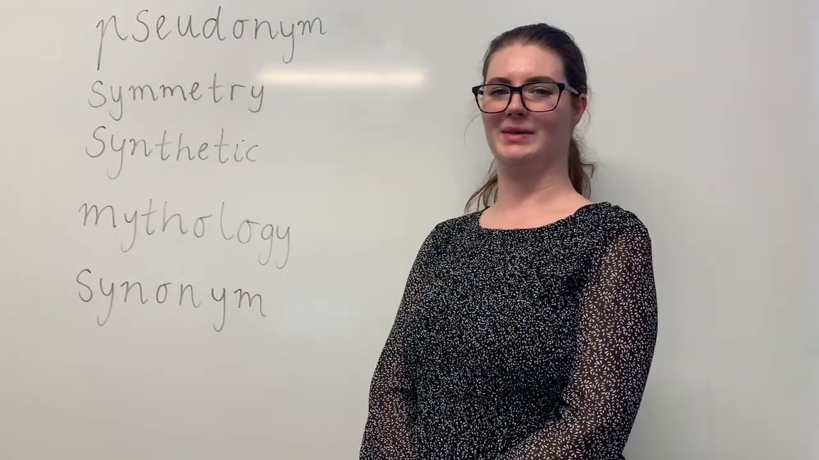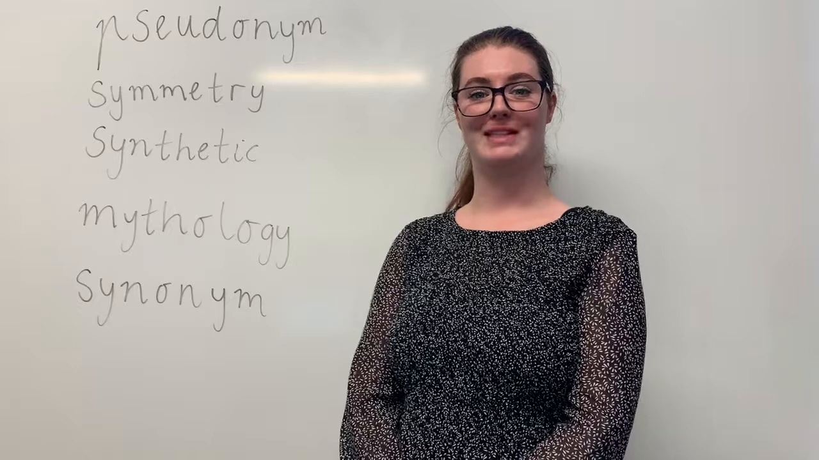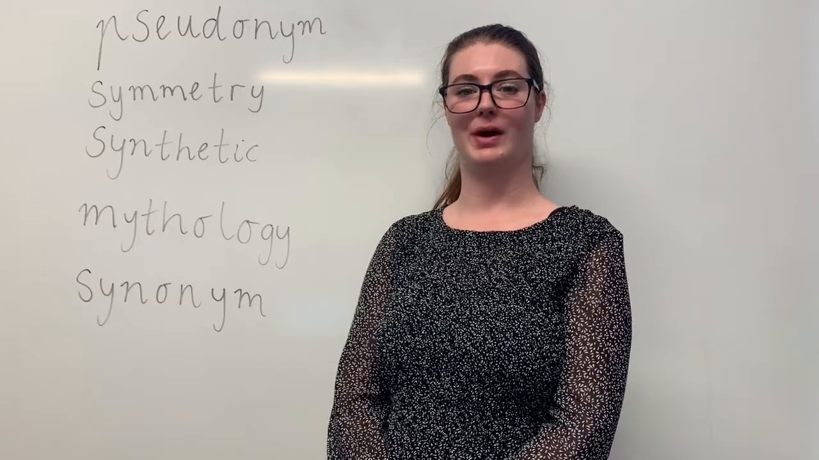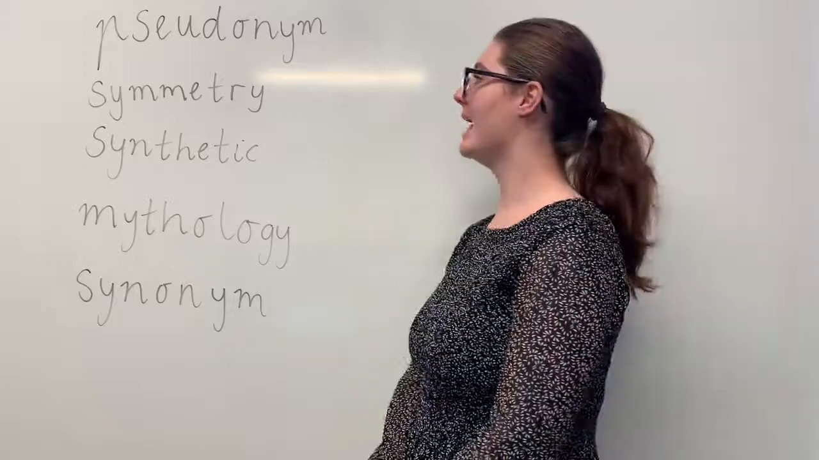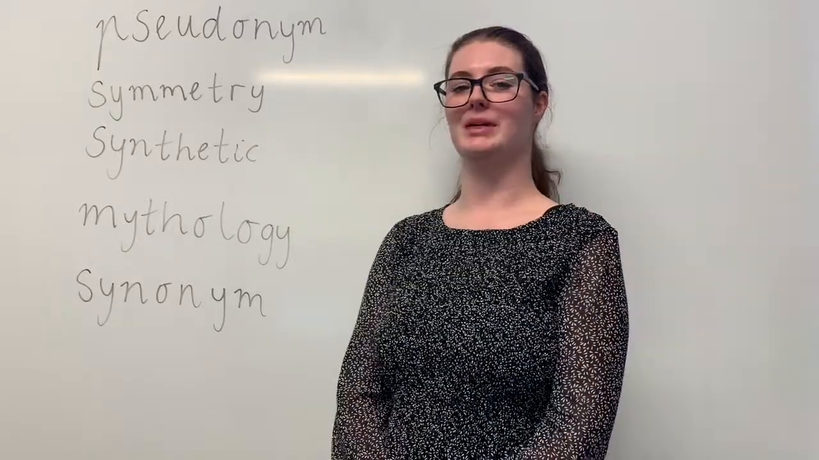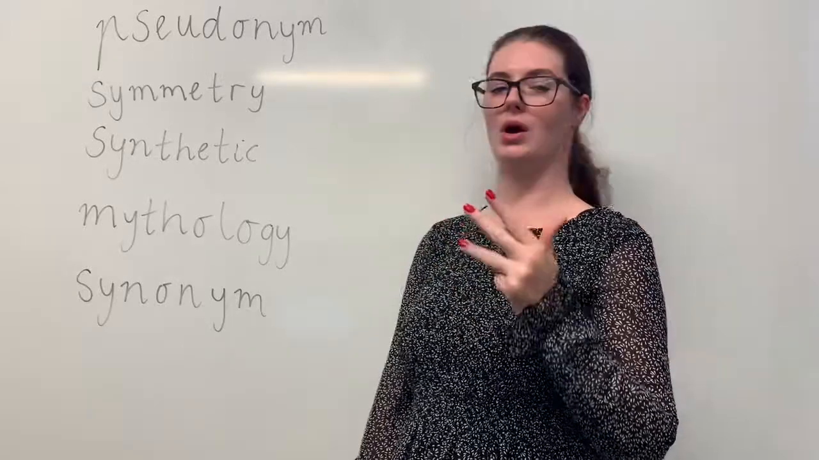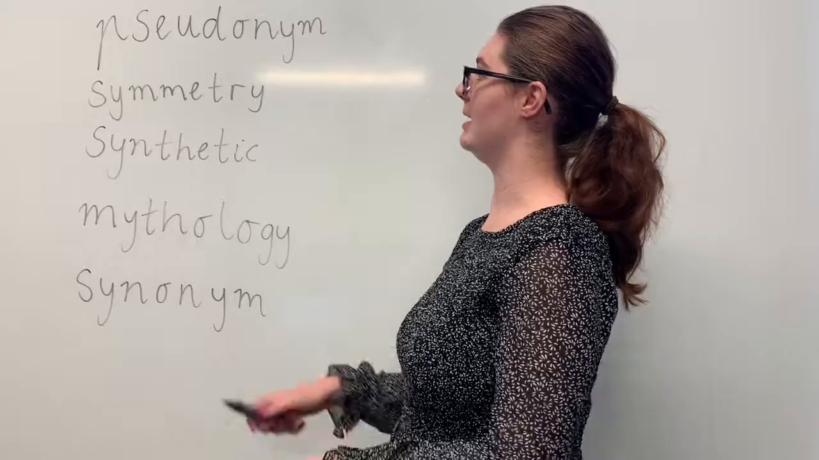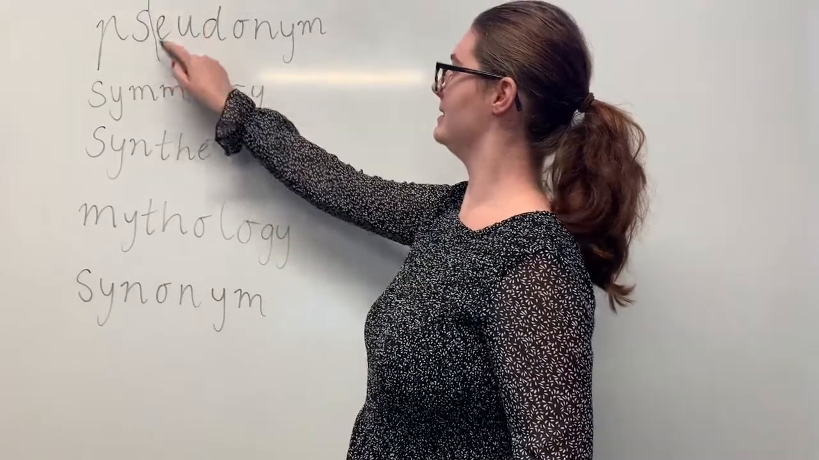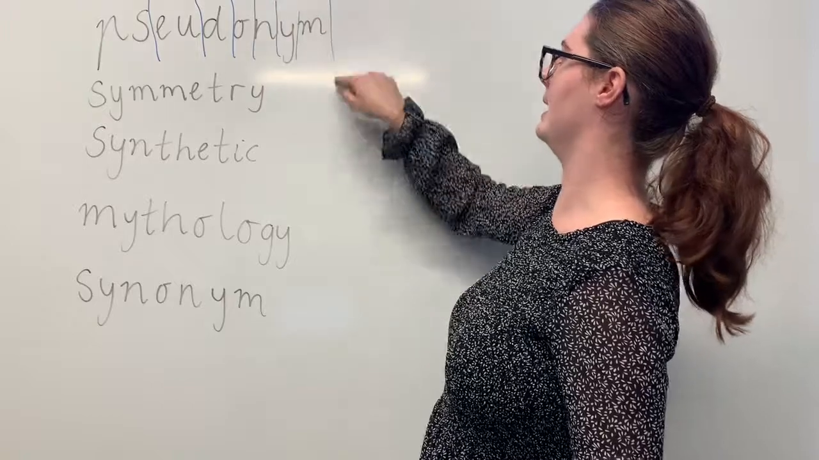These are our green words. Say pseudonym. A pseudonym is a fictitious name that people can go by, typically by authors, so they don't use their real name. The sounds in pseudonym are, together, s, u, d, o, n, i, m. The letters in pseudonym are PS, EU, D, O, N, Y, M.